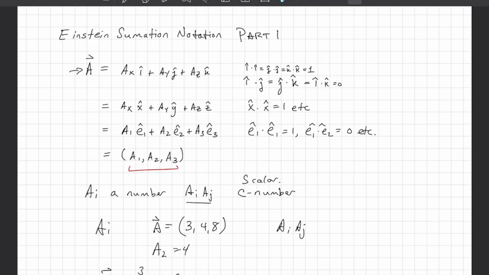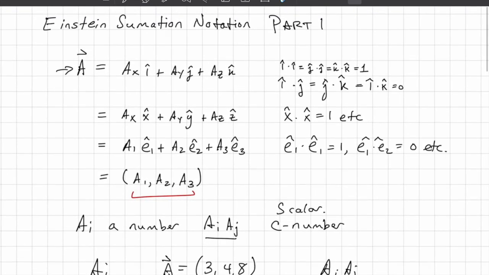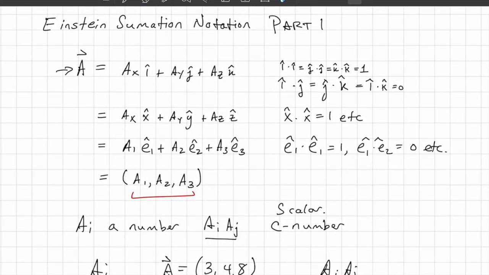So, Einstein summation notation. I'm just going to walk through these notes, and please stop me if you have any questions, and please ask. This is basically a way of simplifying the way we write out vectors and vector components, and you'll see it's quite powerful. We often write a vector, say vector A, as Ax i hat plus Ay j hat plus Az k hat, right?